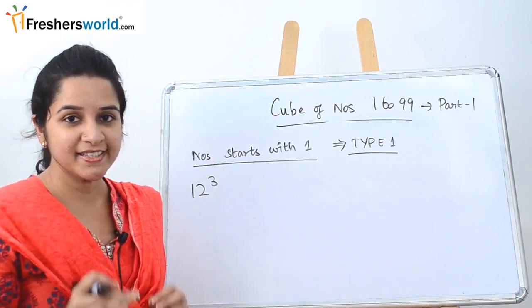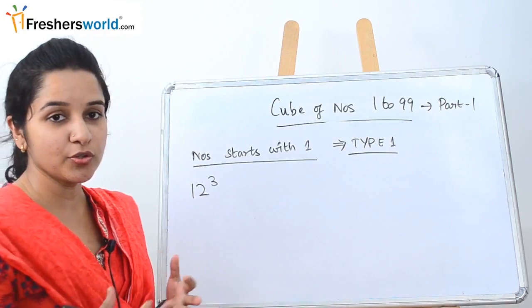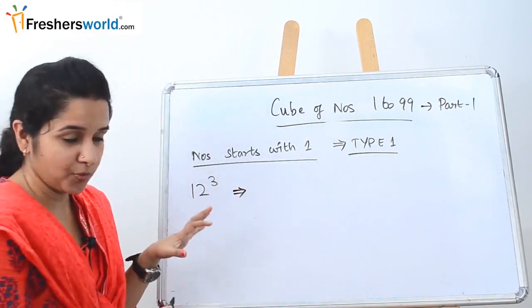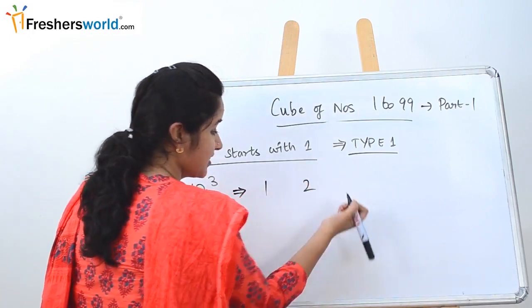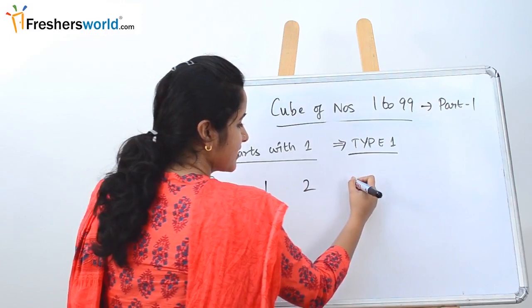So the first type is numbers that start with 1. Let's take an example. Let's say we want to find the 12 cube. So how are we going to write it? So 12 cube. First write the first two digits as such. Now we're going to square the second digit. 2 square is nothing but 4.